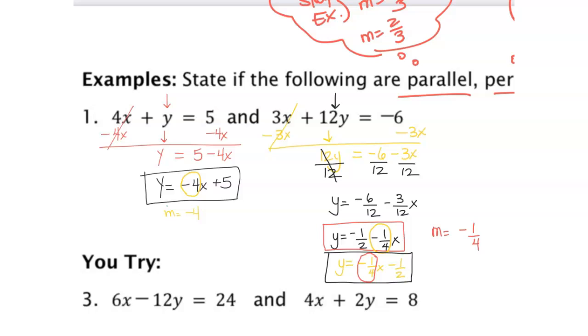So our step now is to compare these two slopes. M equals negative 4 and m equals negative 1 over 4. As you're comparing, it's easy to compare the two fractions. So negative 4 is really the same as negative 4 over 1. So if you look at the two, you have a negative 4 over 1 and a negative 1 over 4.